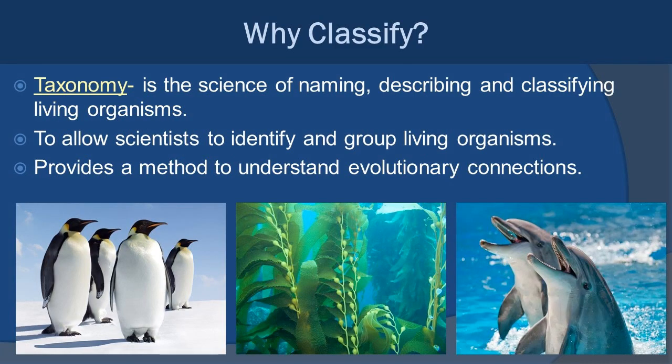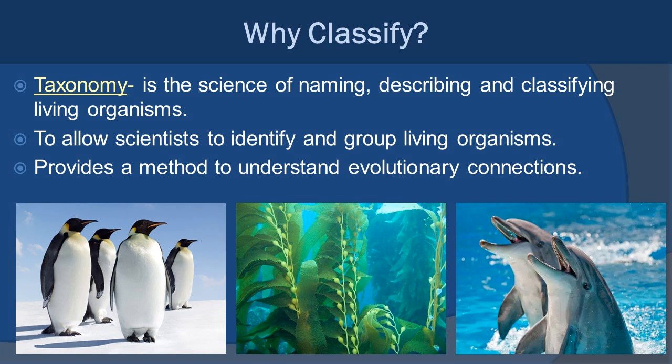So taxonomy is the science of naming, describing, and classifying living organisms. So you might ask, why do we need to classify everything? Well, there's a lot of different reasons, but primarily it allows scientists to really be able to talk to each other about different living organisms. And it also provides a way for us to understand evolutionary connections. And this has really come online in modern scientific times with the advent of genetic and DNA analysis.